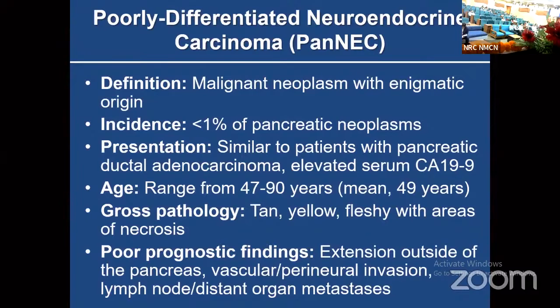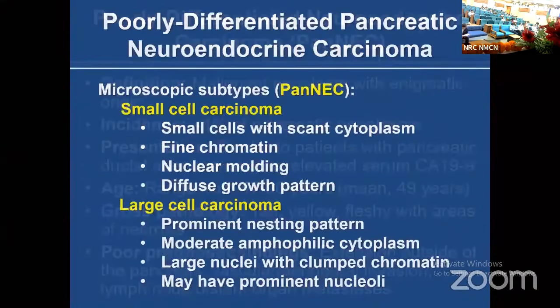In support of this hypothesis, these patients often present with similar clinical symptoms that include obstructive jaundice, weight loss, and elevated serum markers for CA19-9 as those seen with exocrine pancreatic malignancies. Grossly, these neoplasms are indistinguishable from pancreatic ductal adenocarcinoma or acinar cell carcinoma.